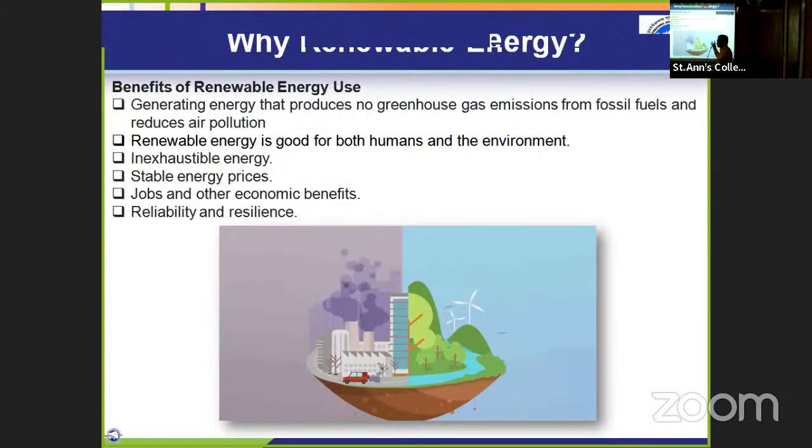We have these two resources, and we get plenty of energy generated from coal, fuel, and other non-renewable sources also. But why are we interested in renewable energy? It generates energy that produces no greenhouse gases, so no pollution, and it's good for both humans and the environment. And this picture is very much self-explanatory.